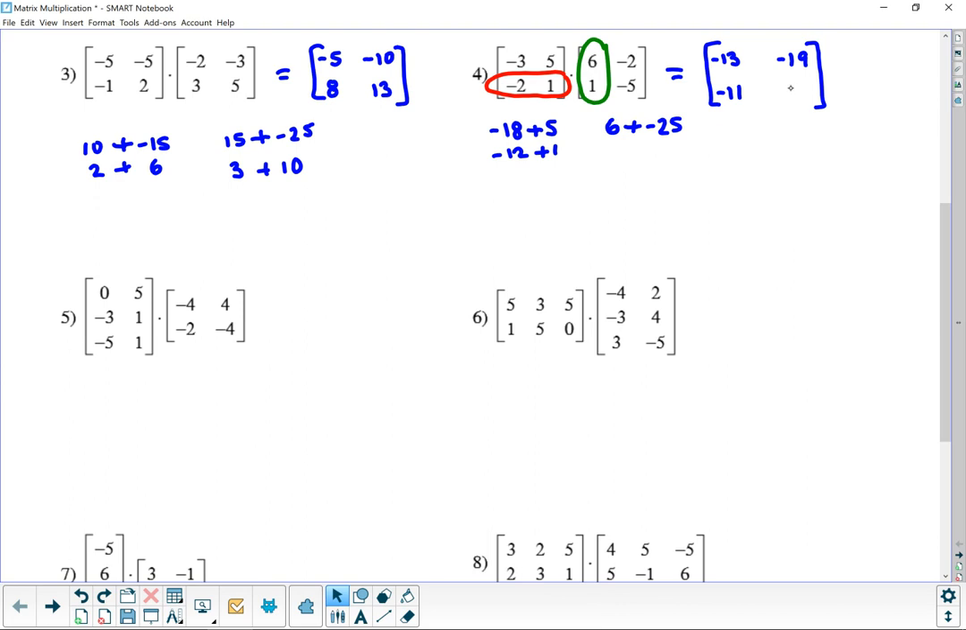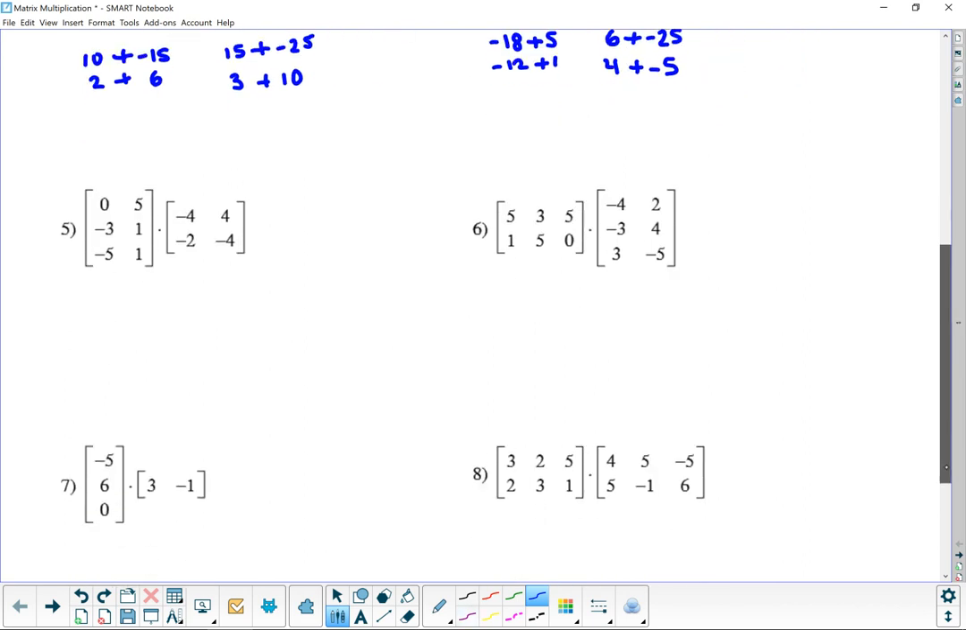Okay. And if I want this last spot right here, this spot is right here. It's going to be second row going across and second column going up and down. So second row, which is going across, second column up and down. -2 times -2 is 4, plus 1 times -5 is -5. Answer is -1. That's your total.